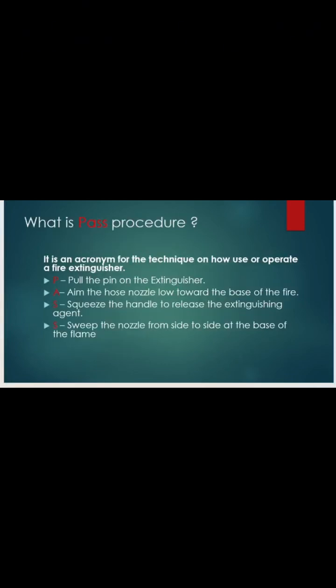The first procedure is PASS. P means pull the pin on the fire extinguisher. A means aim the nozzle or hose towards the base of the fire. S means squeeze the handle to release the extinguishing agent, and the last S means sweep the nozzle from side to side at the base of the flame.